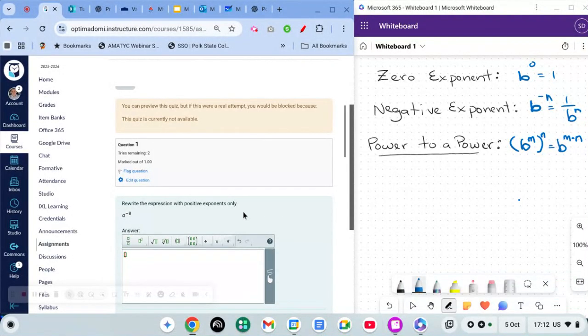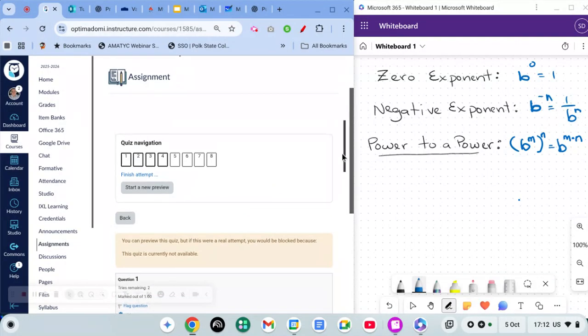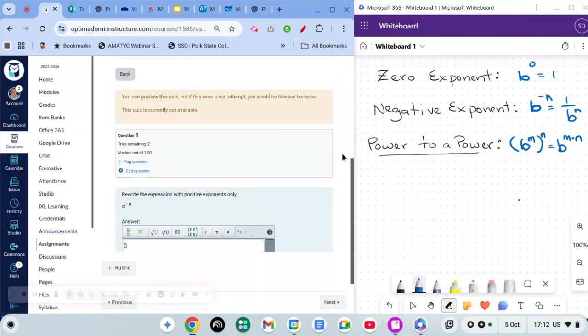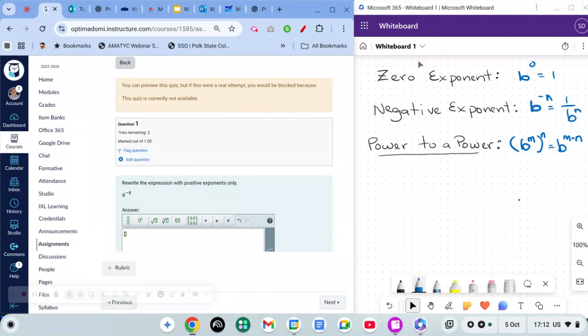All right, here's how you do question number one of lesson 3.01a. It's about these exponent rules or laws of exponents that we learned in module one, the zero exponent. Any base except zero, any base to the zero power is always one.